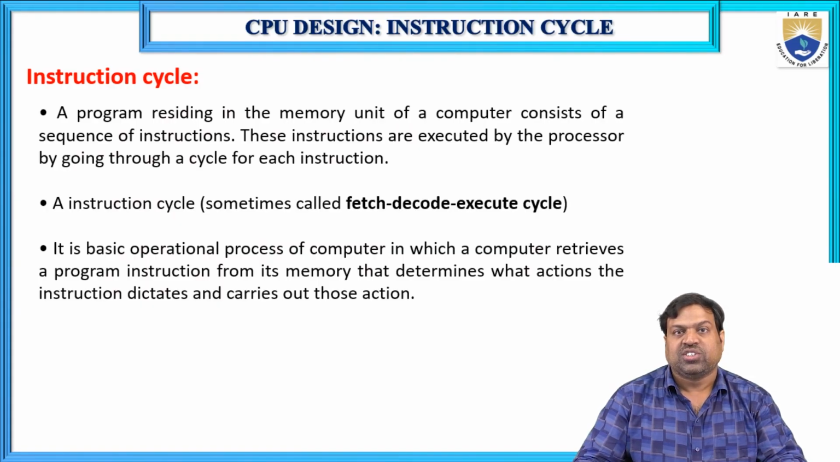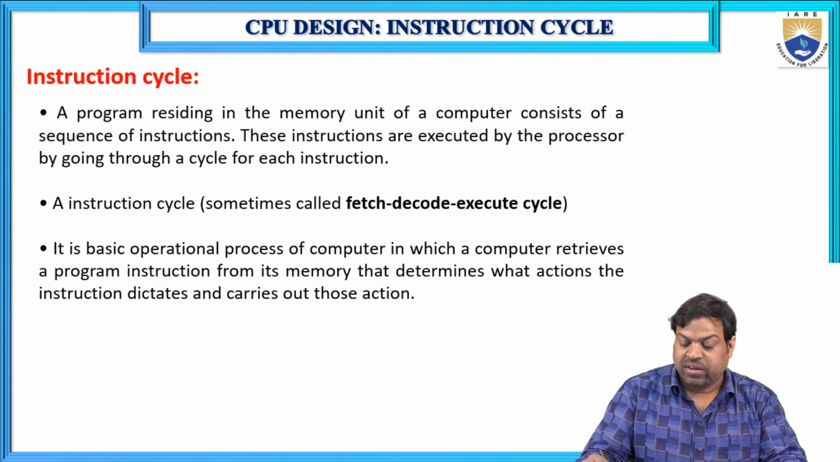So, an instruction cycle: a program residing in the memory unit of a computer consists of a sequence of instructions. These instructions are executed by the processor by going through a cycle for each instruction. An instruction cycle is sometimes called the fetch, decode, execute cycle. It is the basic operation process of a computer in which a computer retrieves a program instruction from its memory, determines what actions the instruction dictates, and carries out those actions.